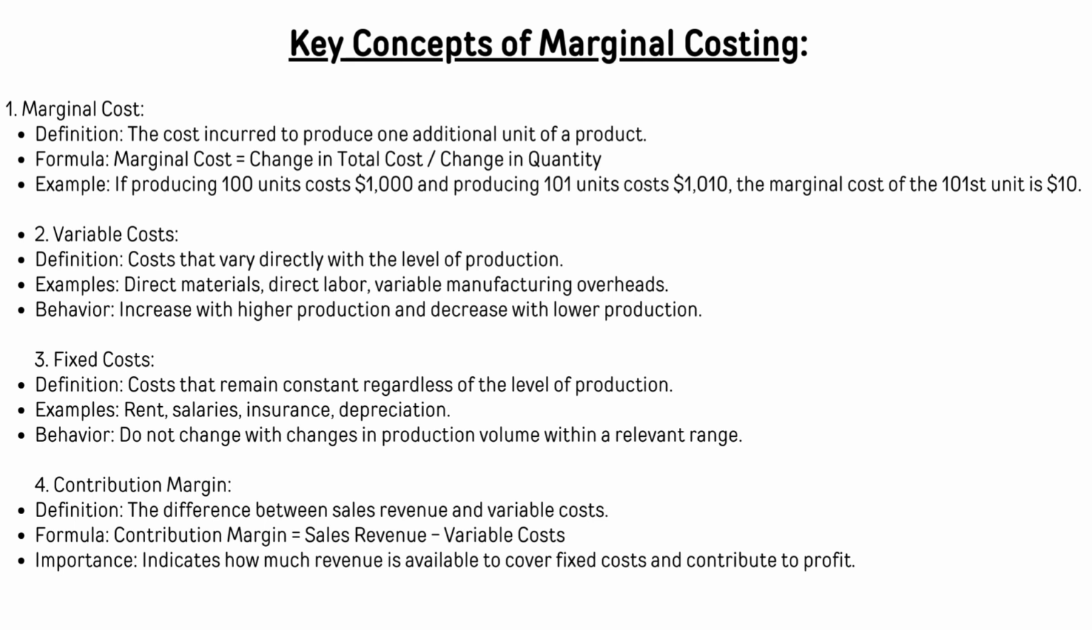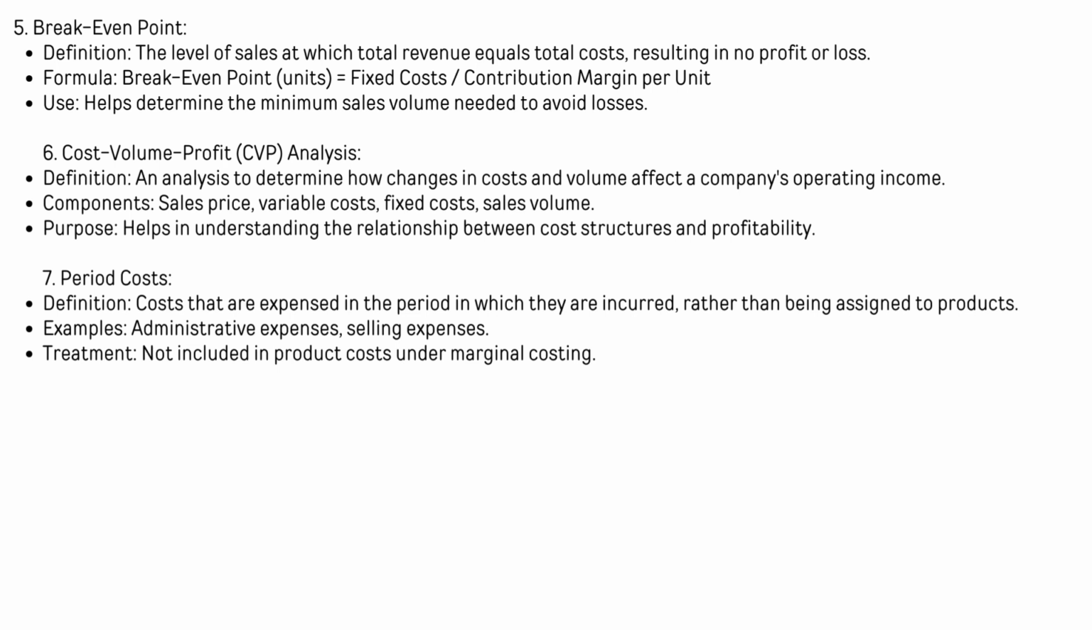Fourth, contribution margin definition: the difference between sales revenue and variable cost. Formula: contribution margin is equal to sales revenue minus variable cost. Importance: indicates how much revenue is available to cover the fixed costs and contribute to profit. Fifth, break-even point definition: the level of sales at which total revenue equals total cost, resulting in no profit or loss. Formula: break-even point in units is equal to fixed cost by contribution margin per unit. Use: helps determine the minimum sales volume needed to avoid losses.